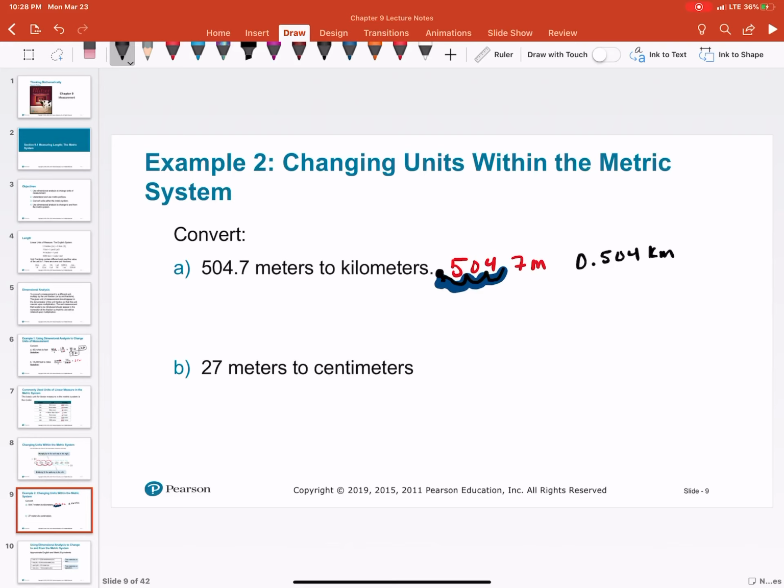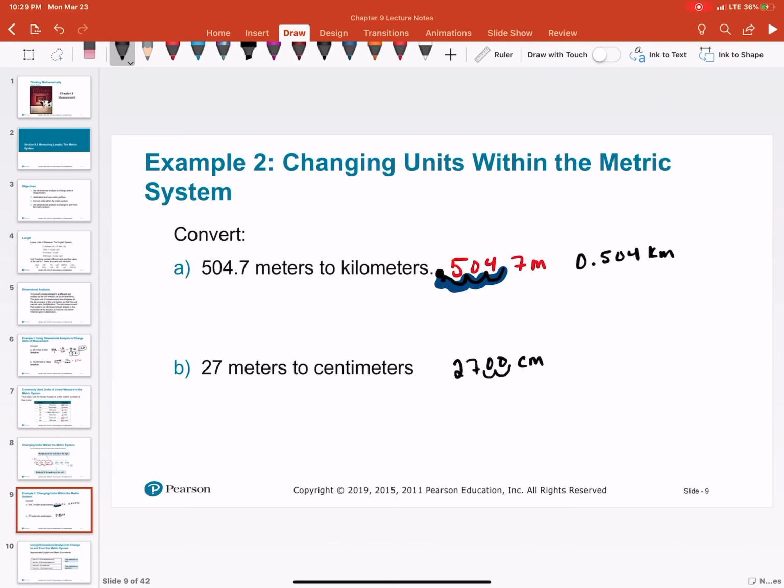When you go from a smaller unit to a bigger unit, the base number that you had should be smaller. When you go from a bigger unit to a smaller unit, the base number should be bigger. So we have 27 meters, and we know that we're moving 1, 2. So we get 2,700 centimeters.